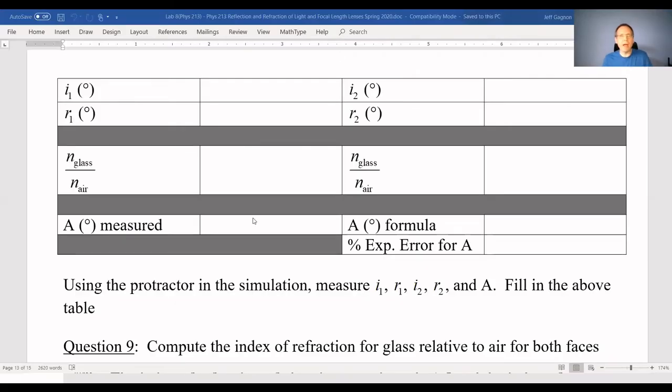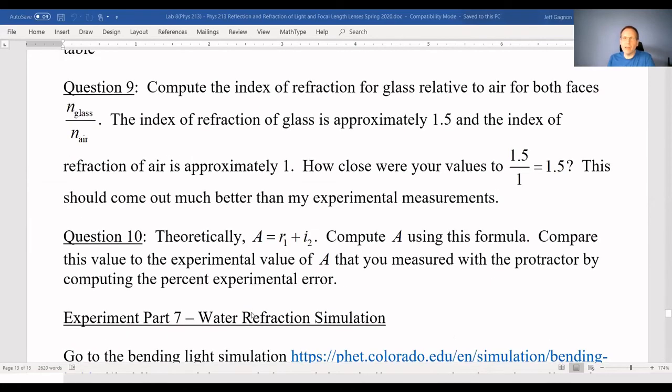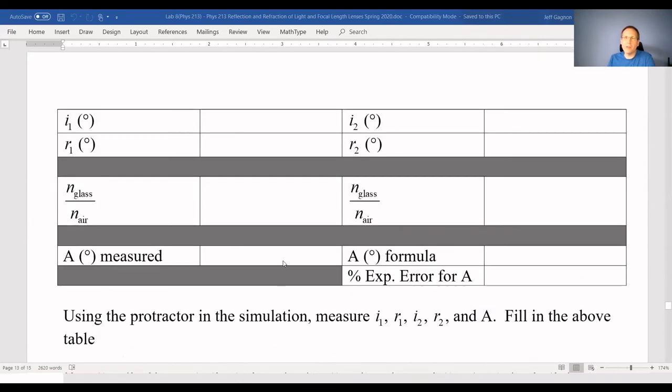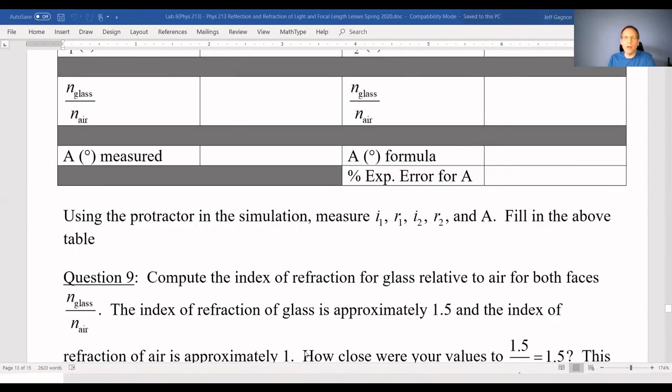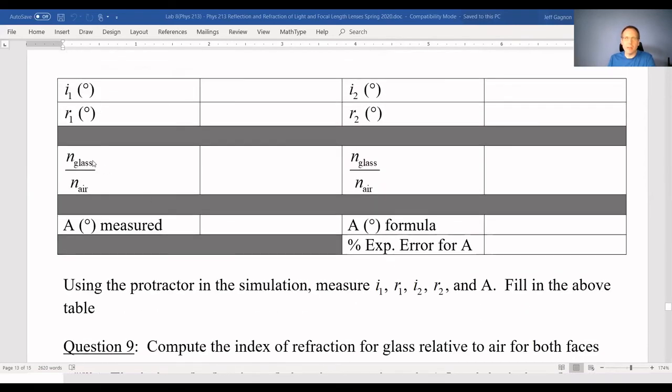Okay, once you have that, you can fill in this table. So I1, R1, I2, R2, and then angle A, the prism angle that you measured. And then questions 9 and 10 are basically what I asked earlier, but now you're going to use your simulation data. So you want to compute the ratio of the index of refraction of glass over the index of refraction of air, right? For the first phase and then for the second phase.